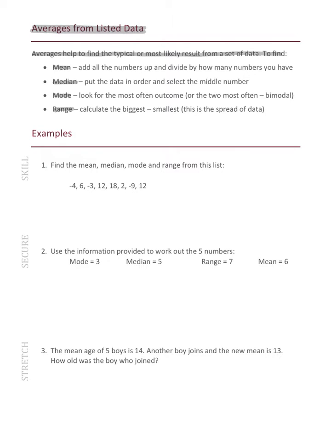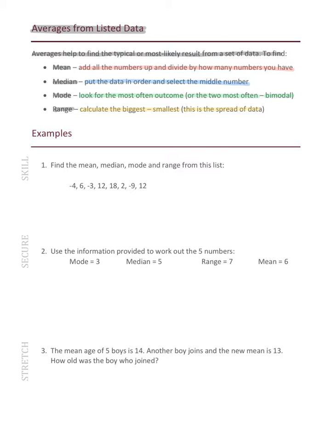Mean: we add all the numbers up and divide by how many numbers you have. Median: we put the data in order and select the middle number. Mode: we look for the most often outcome, or the two most often, which is bimodal. Range: we calculate the biggest minus the smallest. This is the spread of data. So we want to write down all of those things, and then I'm going to colour code our work.